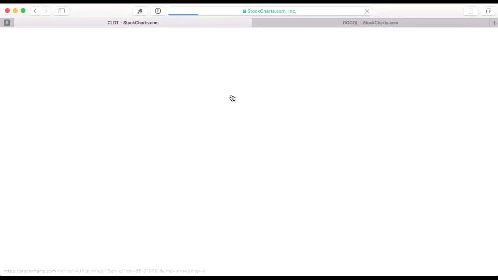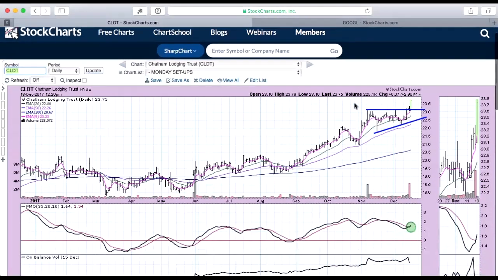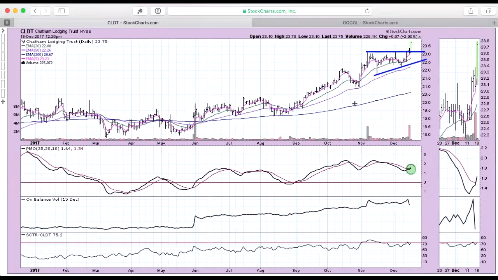All righty. Chatham Lodging Trust. I think this might be right in that hotel space I think you talked about earlier as well. Nice textbook breakout here from an ascending triangle. Again, got that PMO buy signal. Not liking the volume that we had on Friday. I'd like to see some strong volume on this breakout.